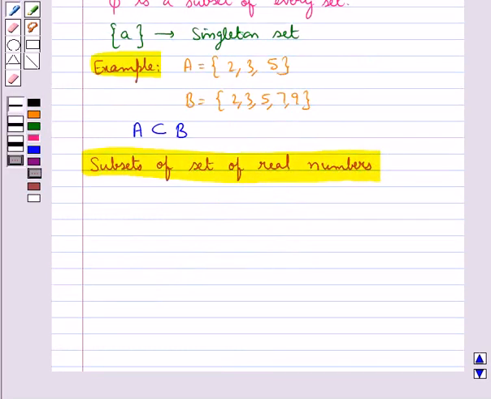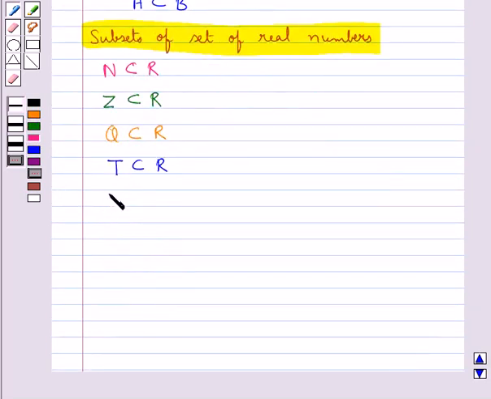We have many important subsets of real numbers R, like N, the set of natural numbers, which is a subset of R. Then the set of integers Z is a subset of R. The set of rational numbers Q is a subset of R, and the set of irrational numbers T is a subset of R. Then we have a very important relation: N is a subset of Z, which is further a subset of Q, and N is not a subset of the set of irrational numbers T.